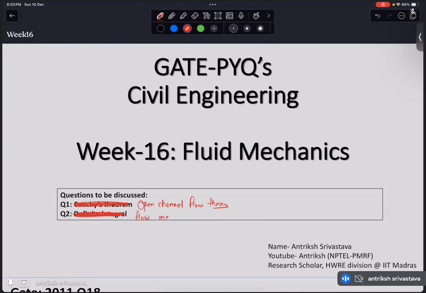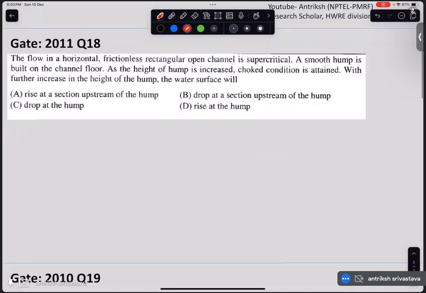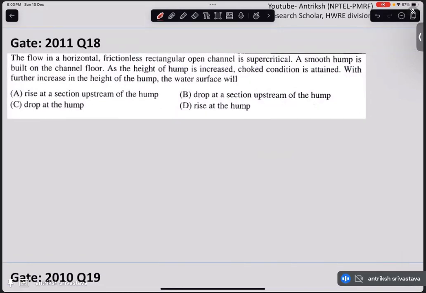And the second discussion will be on flow measurement. Both are theory questions for today. And then we will look into hydrostatic forces on plane surface. Two questions, one simple question, one a little bit tricky if you want to call that tricky. And then we'll go ahead with that. All right, so let's start with the first question.